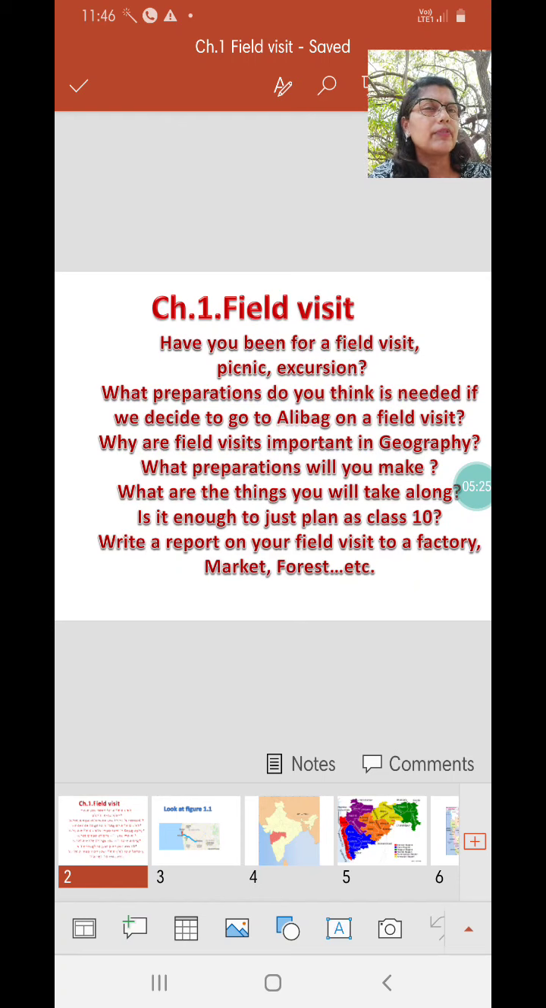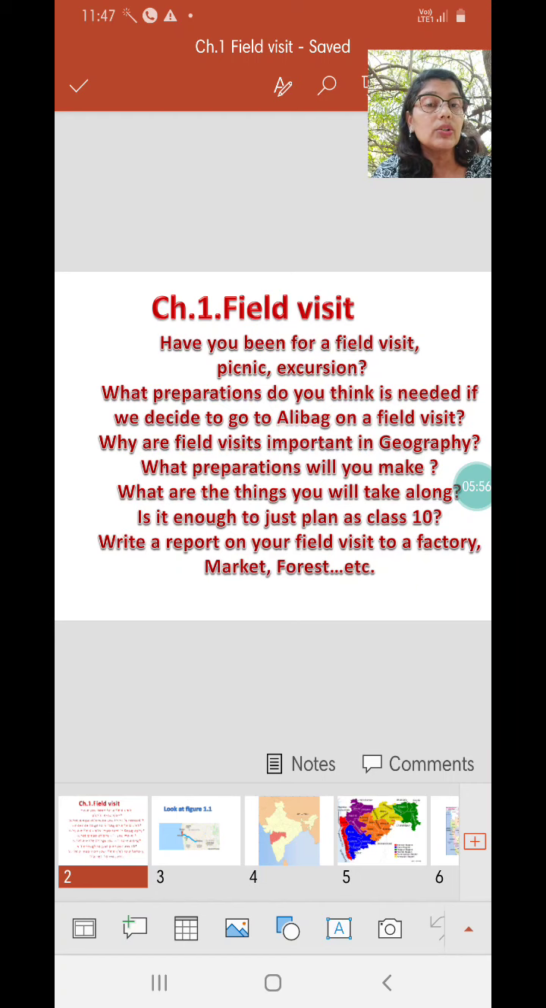For example, the first thing that we need to do is decide on a day, a date, a place. Then we need to take permissions. Permissions are necessary. Then the next preparation could be, we arrange for a bus, a transport means. We decide on the transport route that needs to be taken. We also decide on the other things that we may require to take along. Most important is a questionnaire.